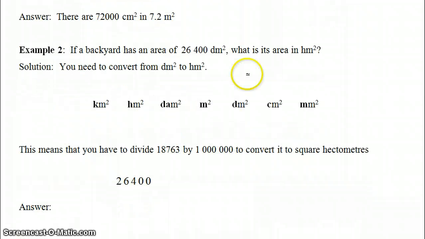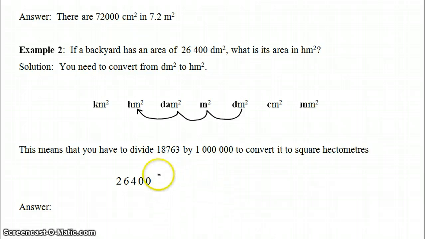Next question. A backyard has an area of 26,400 square decimeters. And what's the area in square hectometers? So this is a movement 3 steps to the left, which means the decimal is going to move 6 places to the left. So it's starting off on the far right. 26400. And it's got to be moved 6 units. 1, 2, 3, 4, 5, 6 units.